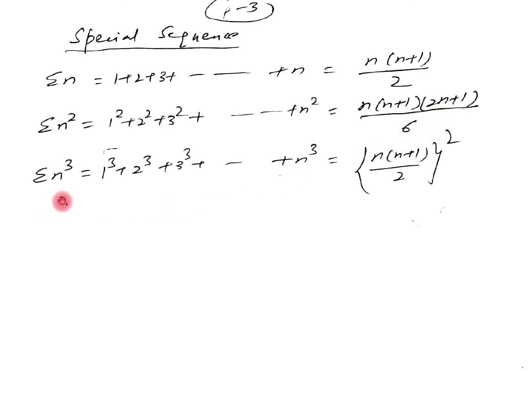Similarly sigma n cube is the sum of the cubes of the first n natural numbers, and this is given by n into n plus 1 by 2 whole square. It means it is the whole square of what? Sigma n. So therefore sigma n cube equals n into n plus 1 by 2 whole square. These are the results of the special sequence, and you will remember we have used this result in statistics also in one of the questions.